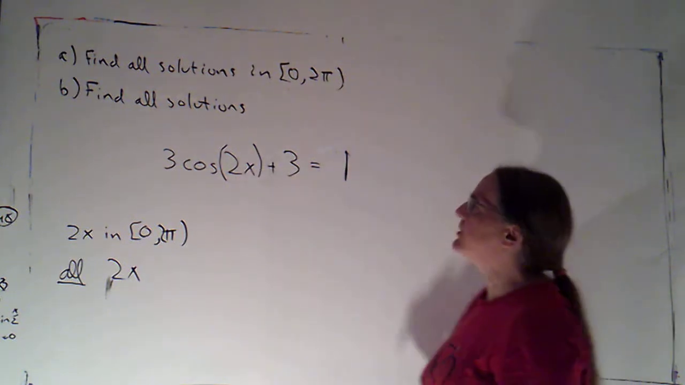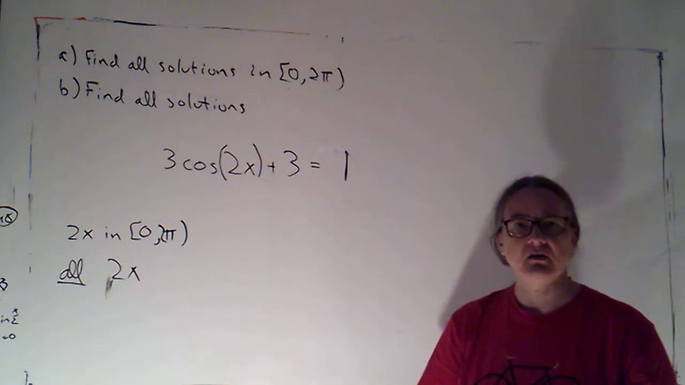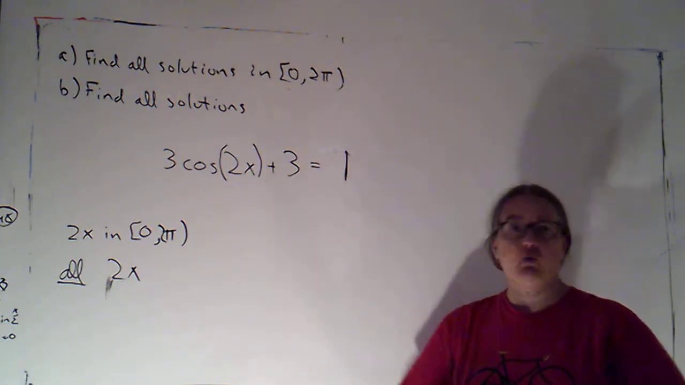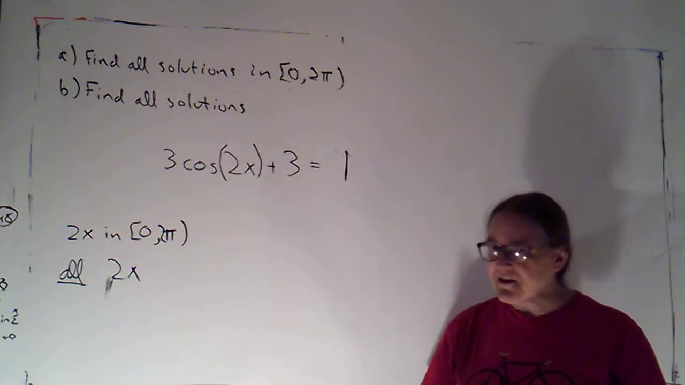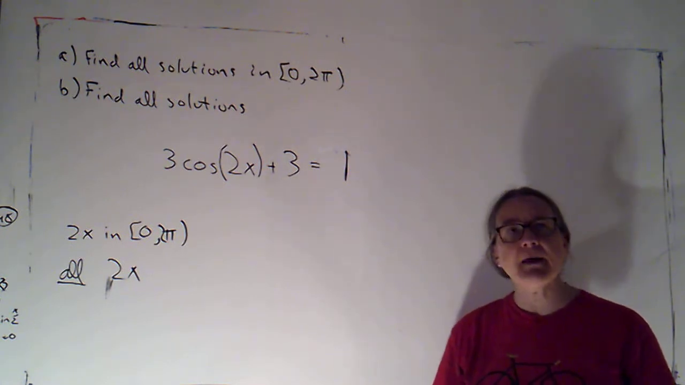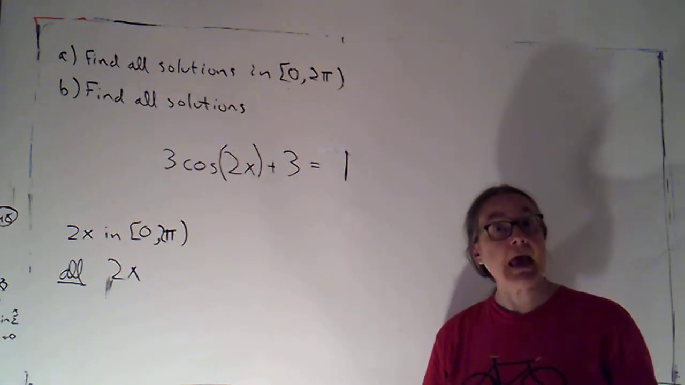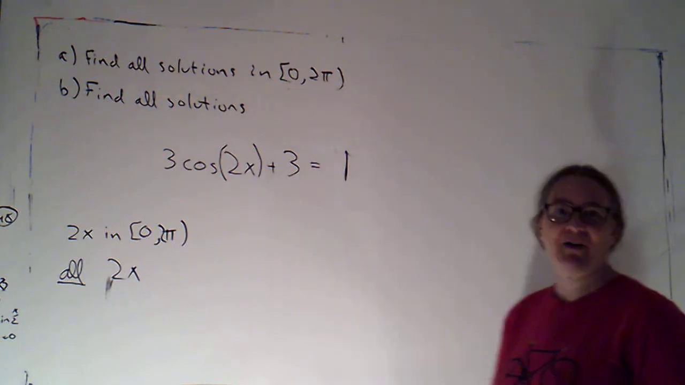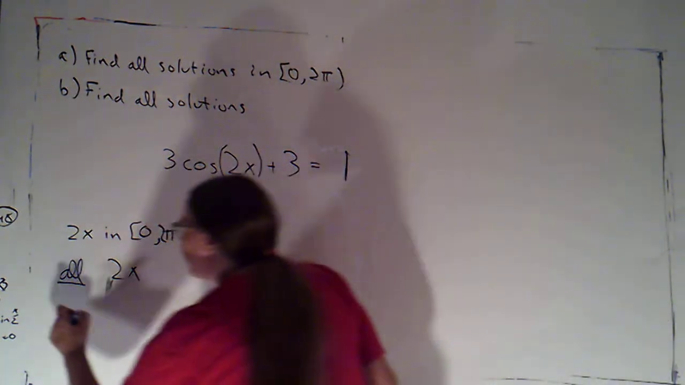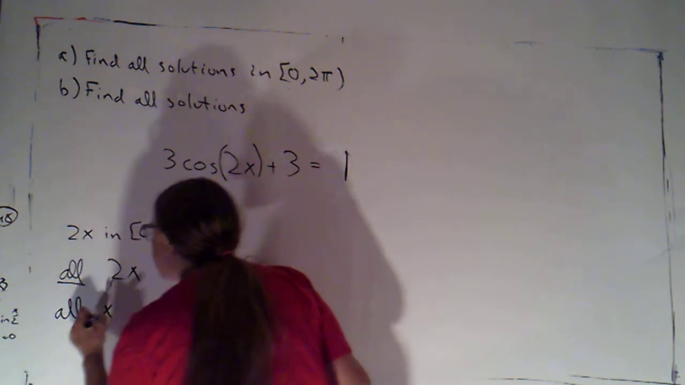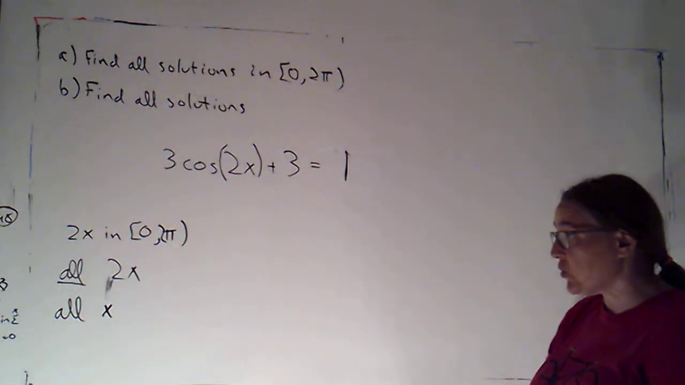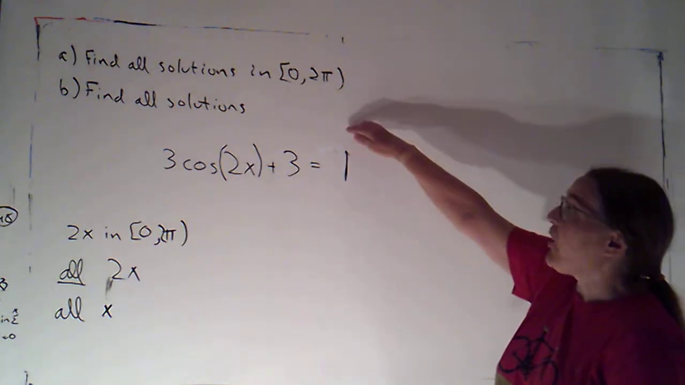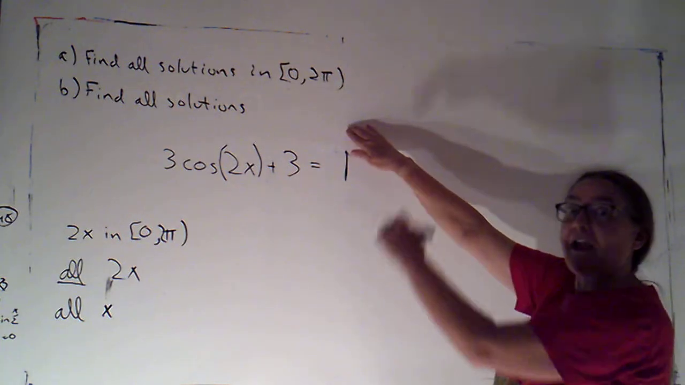Generally speaking, though, when you're asked to solve an equation, you're not asked to find what twice the variable is. You're asked to find what the variable is. So once I know what 2x is, would I be able to figure out what x is? Yes. I would simply divide it by 2. So once I know all values of 2x, I'm going to find all values of x by simply dividing those by 2. So that's going to be part B. That's actually going to be my third step.